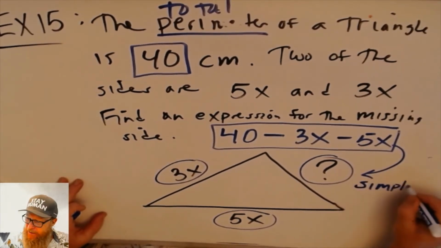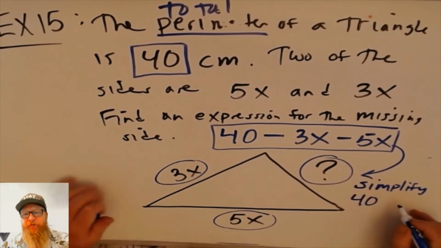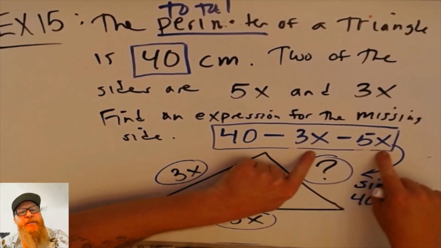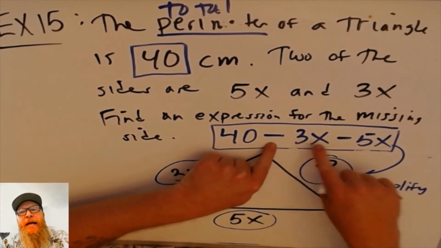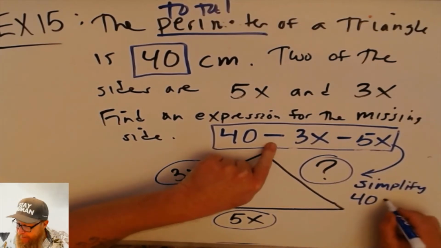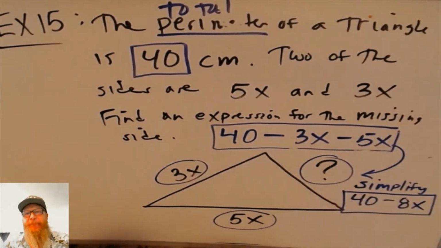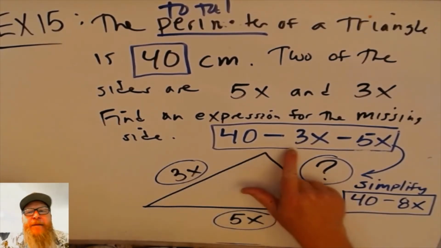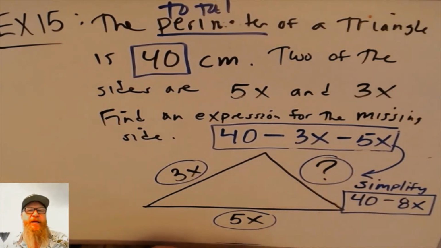And now you want to simplify this if possible. So it's 40. Are these like terms? Yeah, they both have the same variable. So minus 3 and then minus 5 is minus 8x. Think about it like a credit card, right? If you spent 3 and then you spent another 5, altogether you've spent 8.